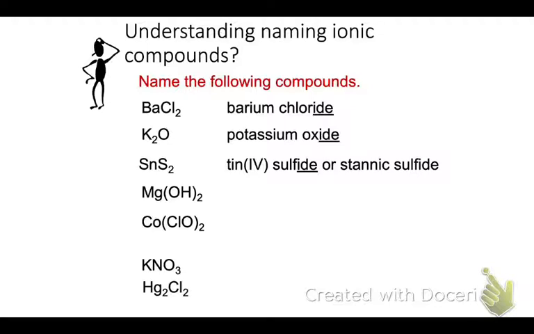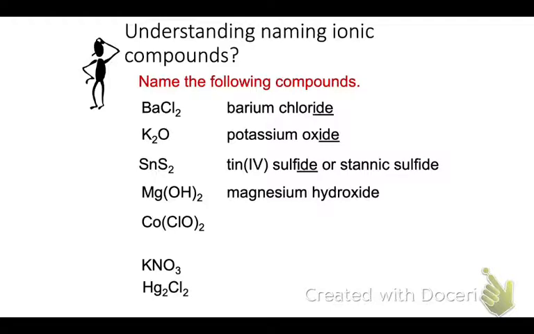Next compound, I have a magnesium, which is group 2A. I don't have to mention any charge. And I have hydroxide as my anion. So magnesium will be mentioned as magnesium, no changes. And hydroxide is a polyatomic ion, so I will just mention its name. Magnesium hydroxide.